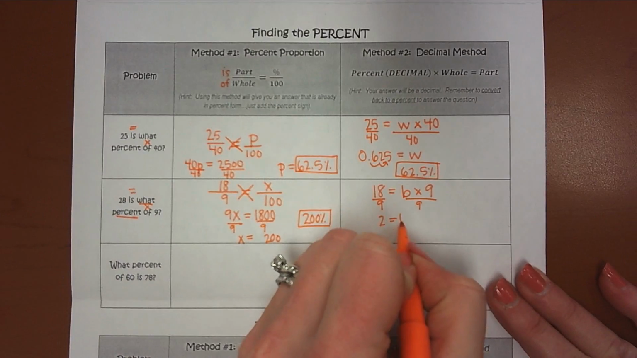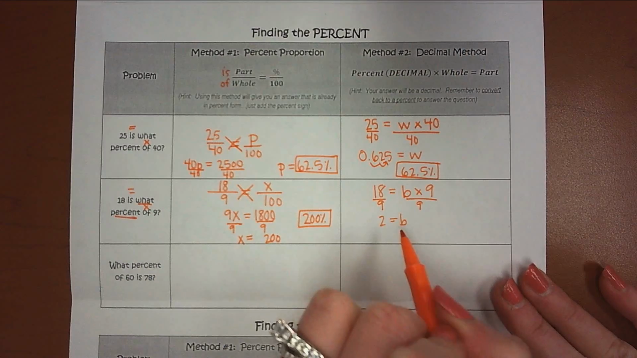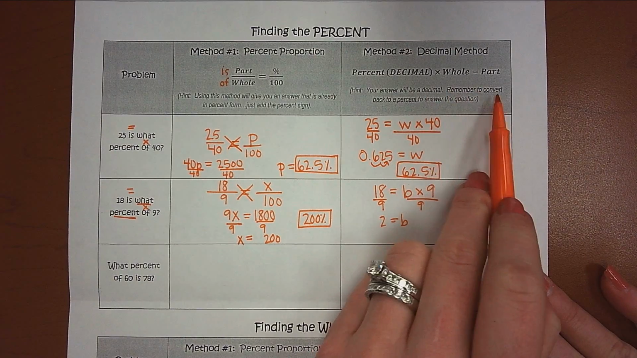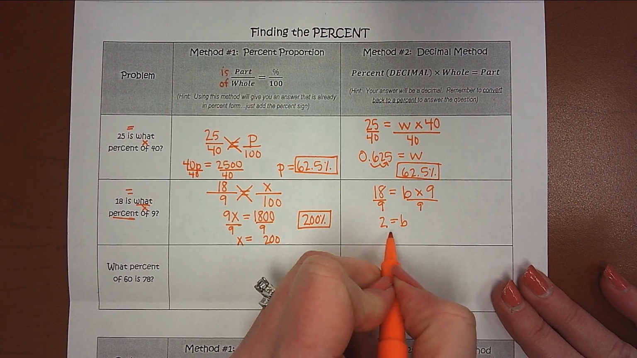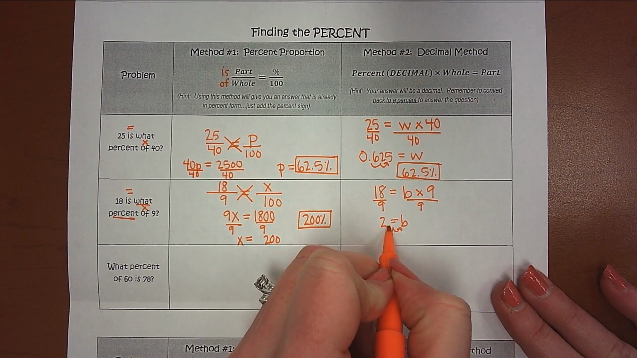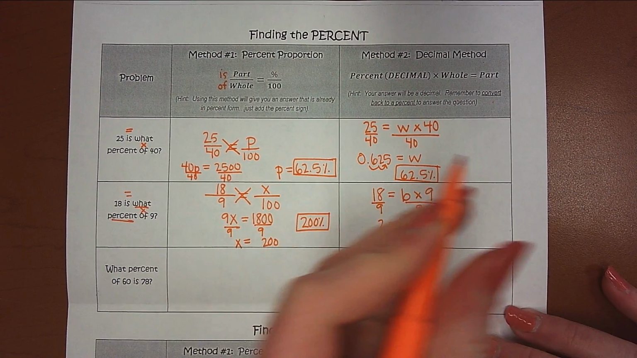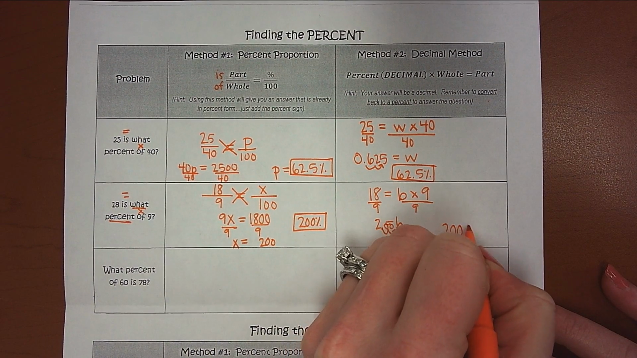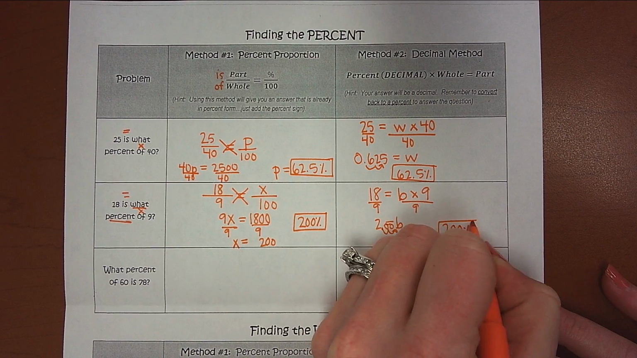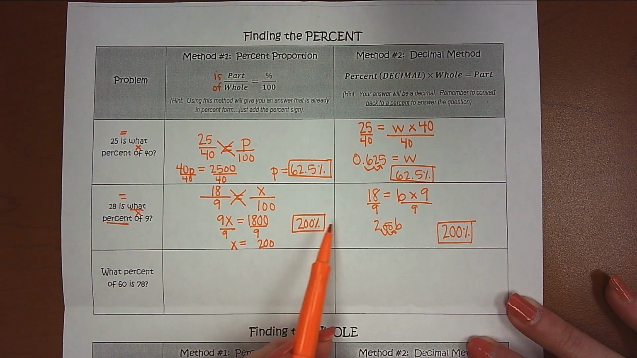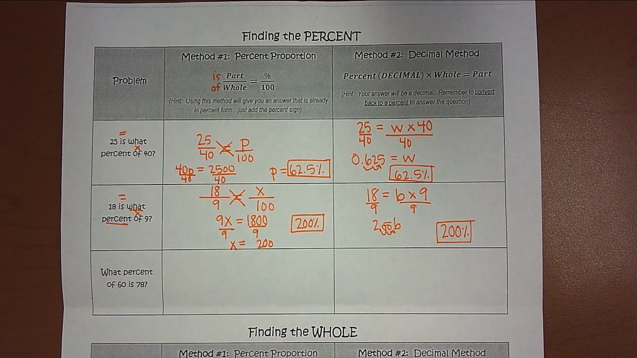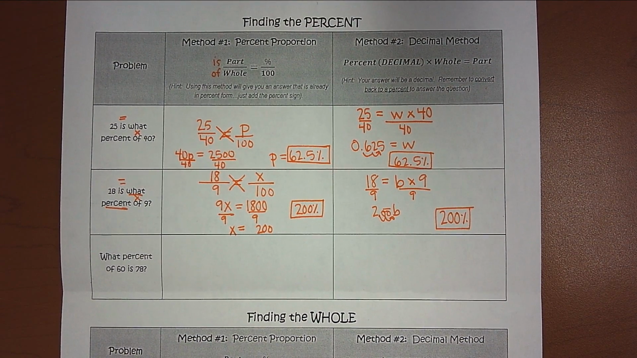2 equals b. This is where the decimal method can get a little tricky. We always have to remember to convert it back to a percent. So we have to take our decimal and move it 2 places to the right, which means we need these 0 placeholders in to get our final answer of 200%. Notice that both methods get us to the same answer. It's just a matter of preference which method you like.